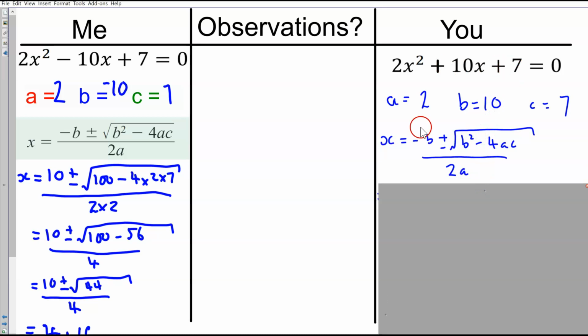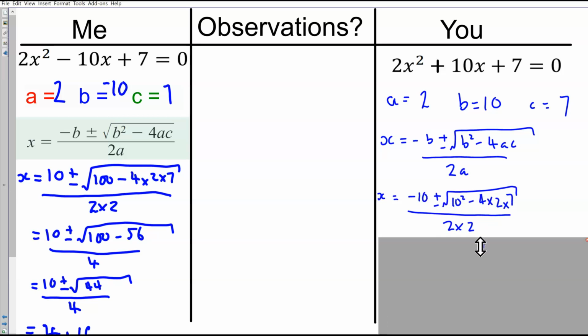Now I rewrite the formula, and I want you to do this every time you do a question on a quadratic equation. Pop everything in. Now what do you start to notice? What's similar between this question and the last question? Notice the only difference with B was that you had a negative. So this value here is the same, but now I have a negative 10 there.